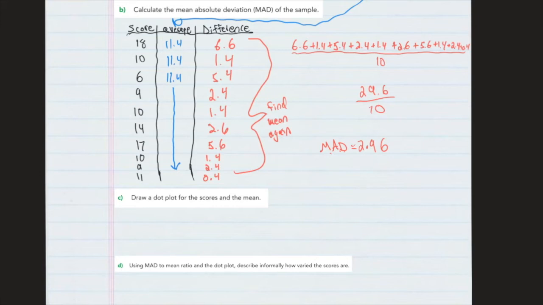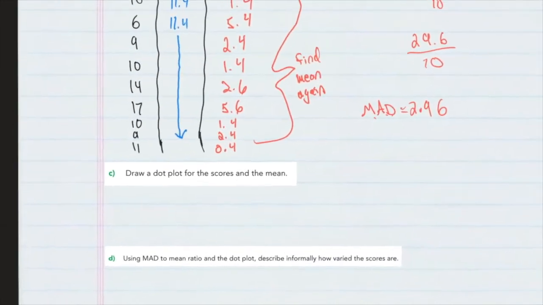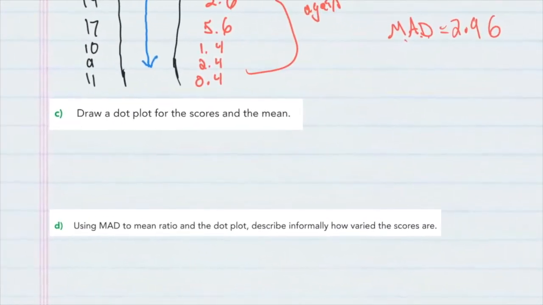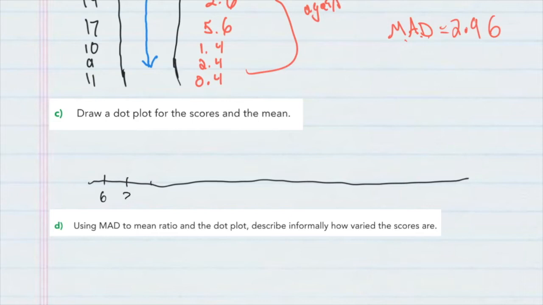And next we're asked to draw a dot plot for the scores. So a dot plot is, if you remember, and I think you went through this in 6th grade, but if you don't, we'll go over it quickly now. It's just a number line, starting from your lowest score and going to your largest score. Our lowest score was 6, and we want to go all the way up to 18. It's just a number line, so 6, 7, 8.